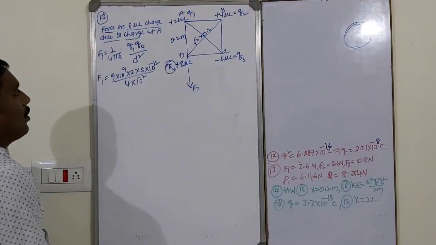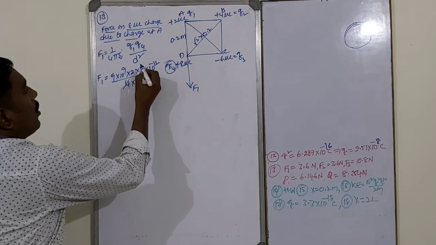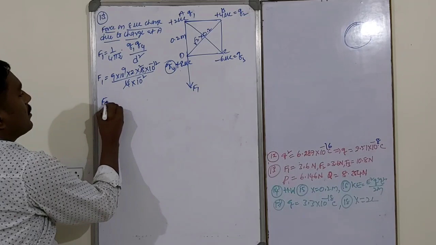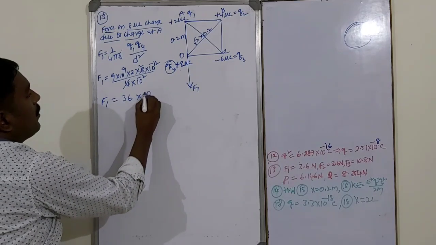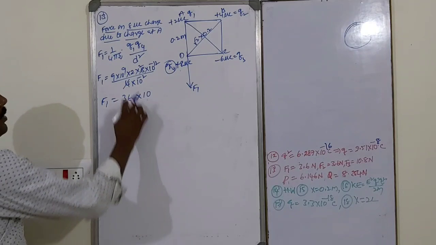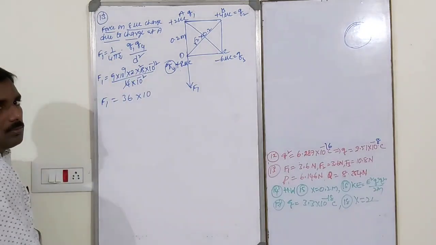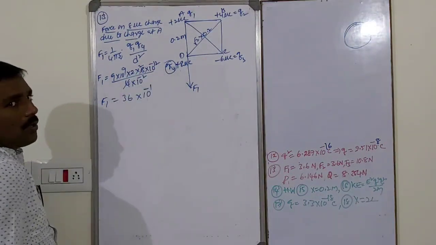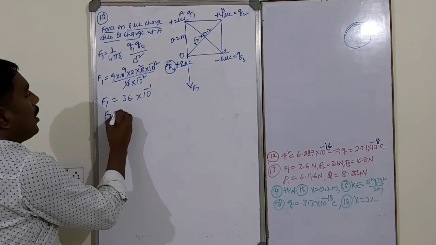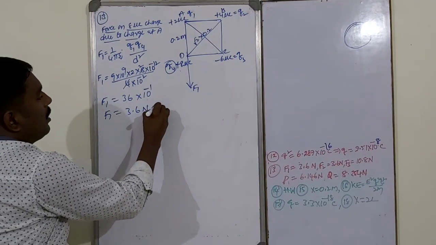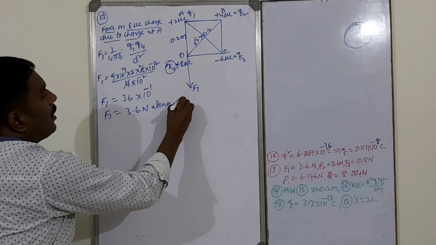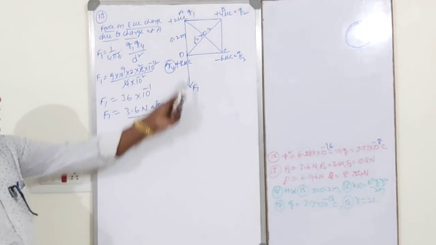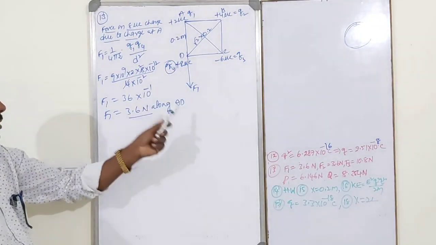4 ones are 4, 9 into 2 is 18, into 2 is 36. 36 into 10 to the power minus 2 plus 9 minus 12 plus 2, 11 minus 12, that is minus 1. So F1 is equal to 3.6 newton along AD. Direction is also very important, along A to D direction like this.